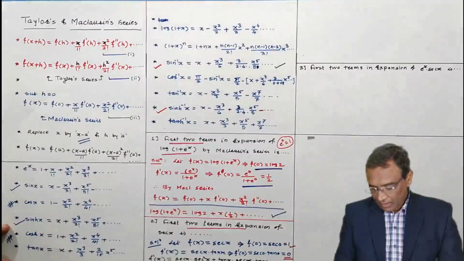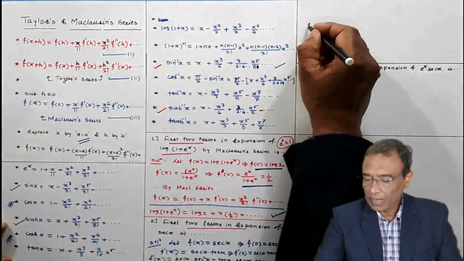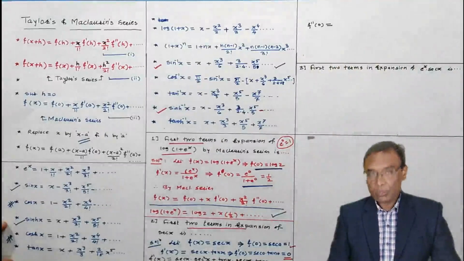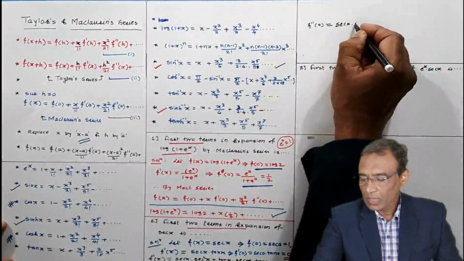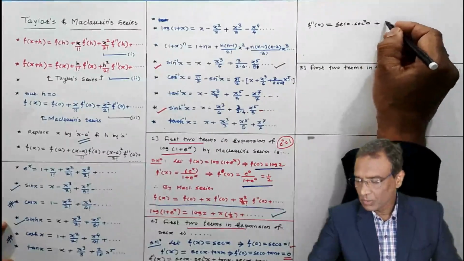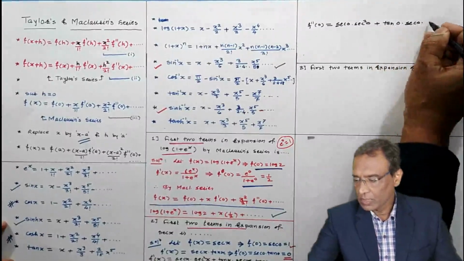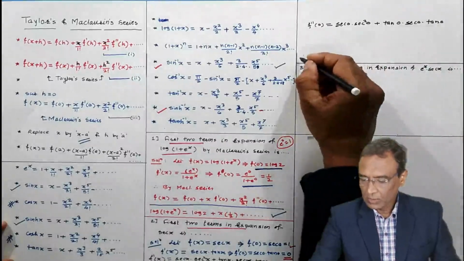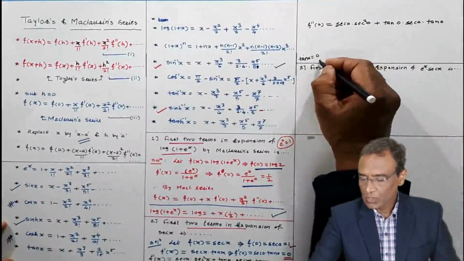Okay, and f double dash of x we have obtained. Now find f double dash of 0. This is sec 0 into sec square 0. You can directly write plus tan 0 into sec 0 into tan 0. See, tan 0 is 0 and sec 0 is 1.